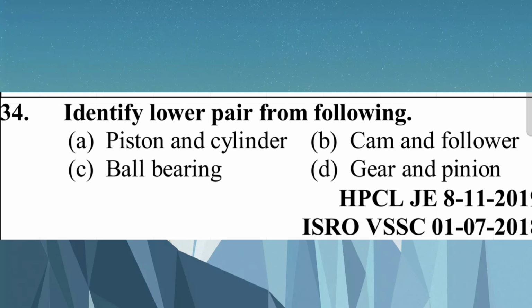Question number 34. Identify the lower pair from following: A, piston and cylinder, B, cam and follower, C, ball bearing, D, gear and piston. Lower pairs are surface contact, piston and cylinder.